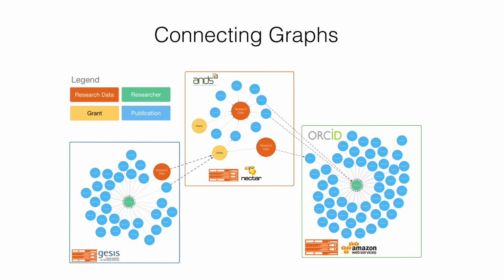To address this problem, we had to work with the concept of distributed graphs, and we connected these graphs using the synthesize function. In this example on the screen, we have the graph cluster from ANDS hosted in Australia. This cluster can be linked to ORCID by basically citation between datasets and publications. It can also be linked to the GACES graph by the link between the datasets and grants.